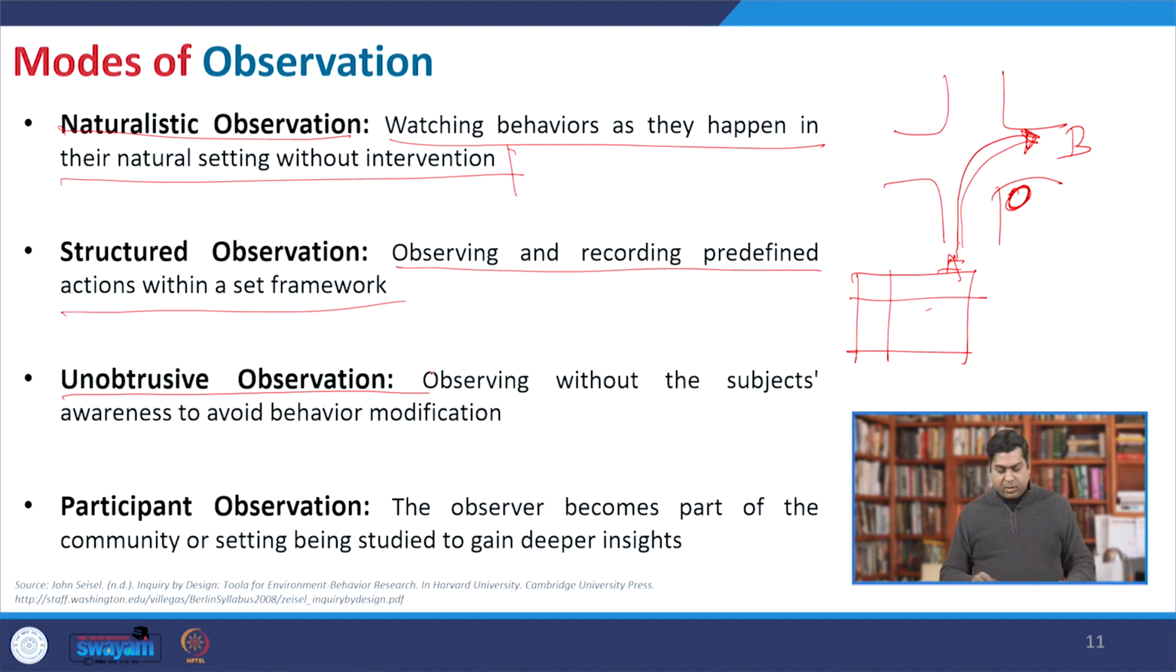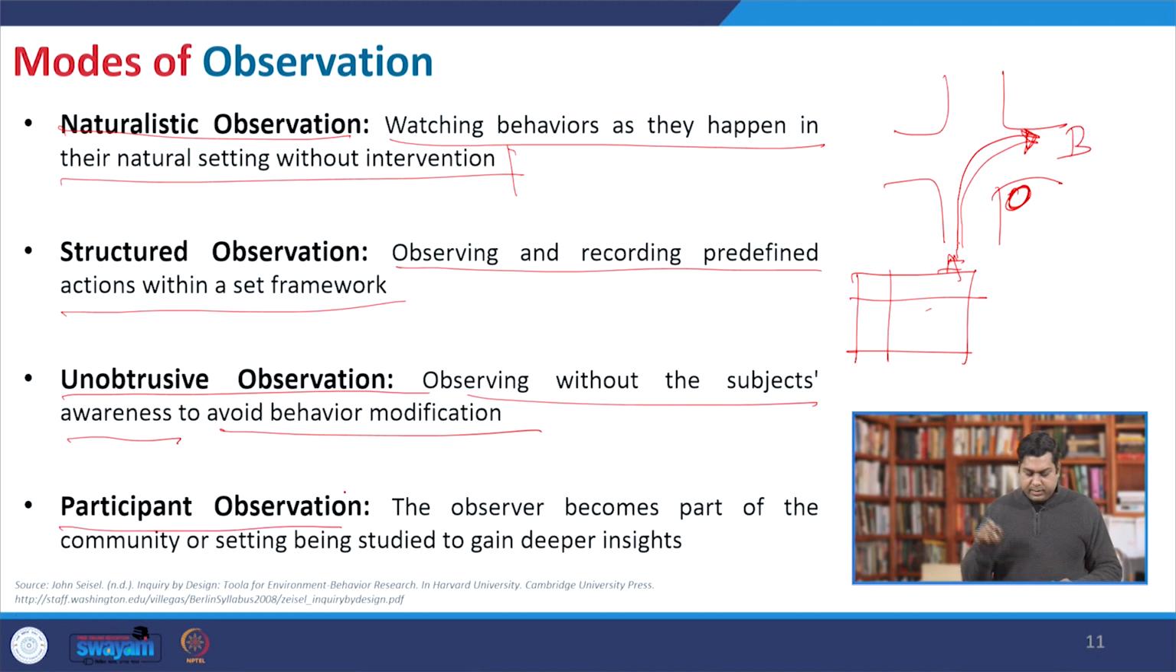Unobtrusive observation, where we observe without the subject's awareness to avoid behavior modification. So, in that case you do not make your presence explicit or intrusive, so that the subjects or the persons that we are observing cannot make certain changes.